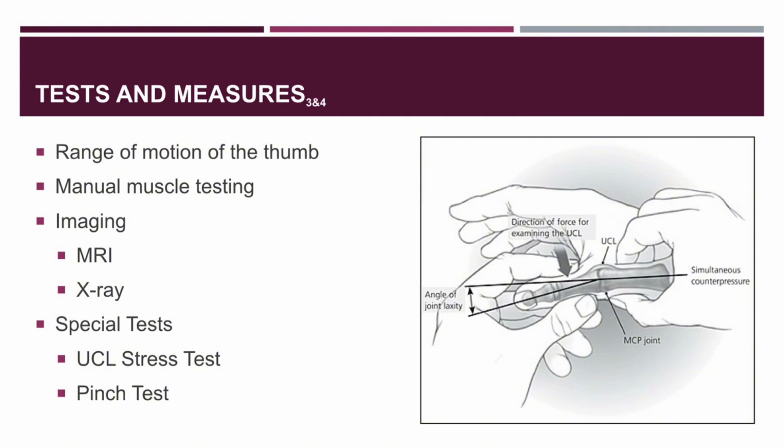And then you have special tests like the UCL stress test, which just involves applying a valgus stress to the MCP joint. And if you notice any increased laxity compared to the contralateral thumb, this could indicate ligament damage. And then the pinch test helps evaluate functional instability during thumb to finger pinching, which can be indicative of UCL sprain.